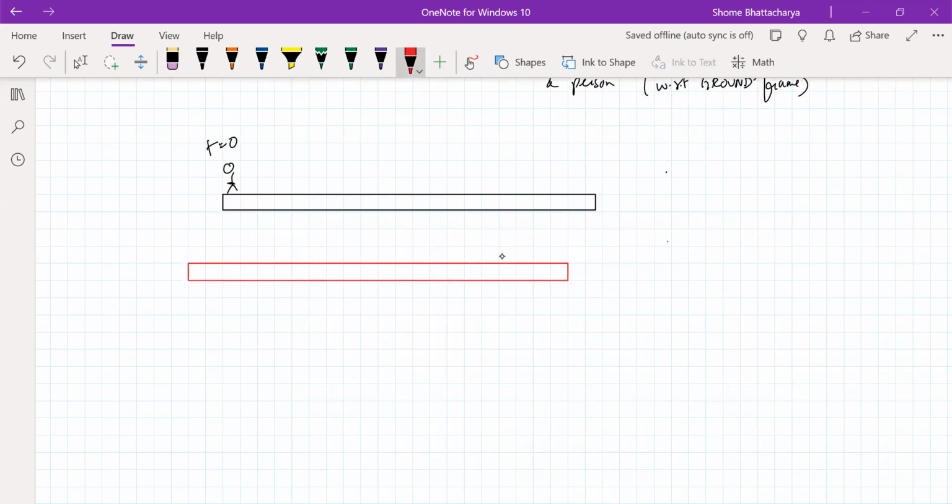So this is at some general time t. Okay, and eventually he'll reach the other end. So in the ground frame, he has had a forward displacement of S1 and his mass is M1, let's say, whereas the plank has had a backward displacement of S2.